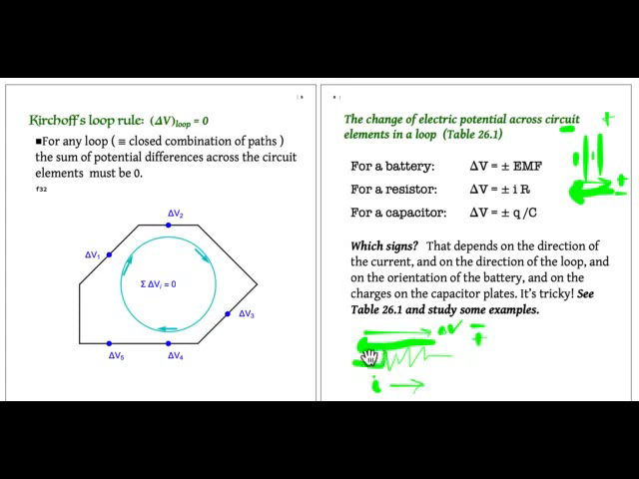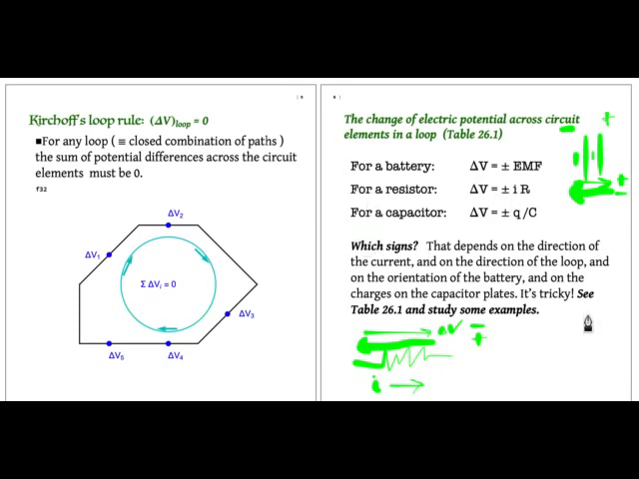And it's a little tricky because it depends on the direction of the loop. It also depends on the direction of the current. If the current were in the opposite direction, then these signs would be opposite. So for a resistor, it'll always be either plus or minus IR, and the trick is to figure out the sign.